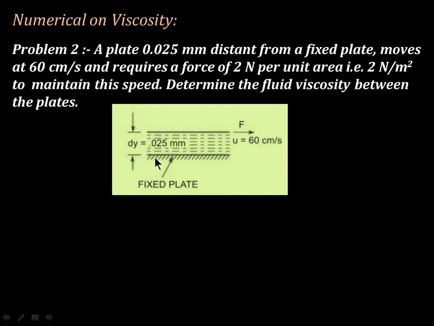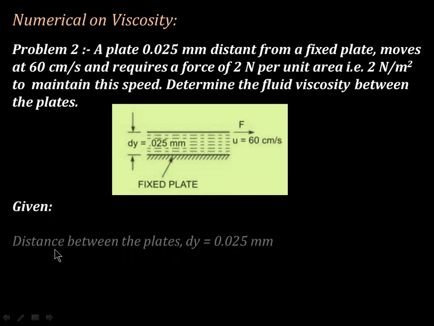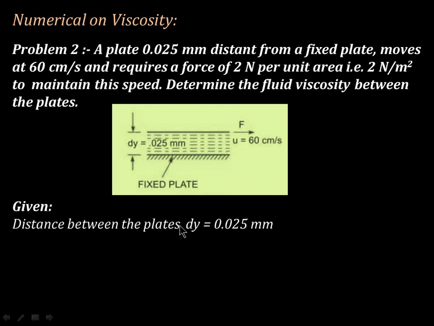Determine the fluid viscosity between the plates. So what do we have to do? We have to determine the fluid viscosity between the plates. There is a fluid between this fixed plate and this moving plate, and we have to determine the viscosity of this fluid. So what is given? Given is the distance between the plates, represented by dy. Why are we calling it dy? Dy is the change in distance from this fixed plate to this moving plate.